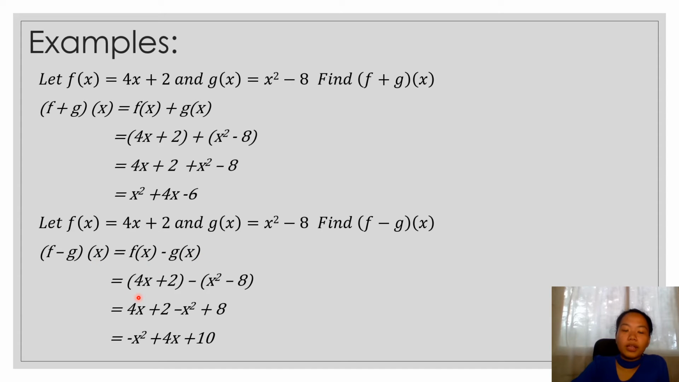So copy the f of x here, which is 4x plus 2, and copy the symbol of subtraction, and then copy the g of x, which is x squared minus 8. Then we distribute the negative sign to these numbers. So negative times x squared is equal to negative x squared, and negative times negative 8 is equal to positive 8. After that, we combine like terms. So the answer is negative x squared plus 4x plus 10. Okay?